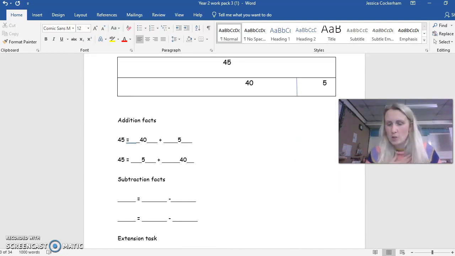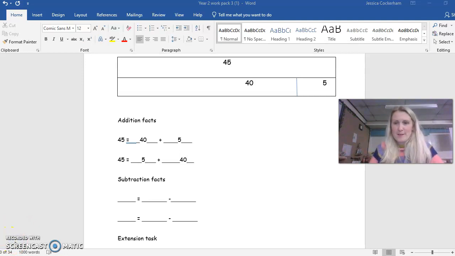Now, let's have a look at this. Subtraction facts. What are some subtraction facts that would give us the answer to what we need here? Have a go at that now, and then we'll come back. Pause that video and come back to it.